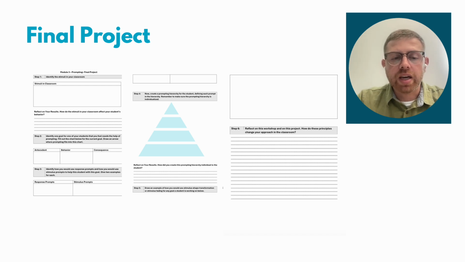Next, you're going to identify one goal for one of your students that you feel needs the help of prompting. Then you're going to fill out that chart below for the current goal and draw an arrow where prompting fits into that chart: antecedent, behavior, consequence for a specific goal for a student. Draw an arrow where you think prompting fits into that chart.